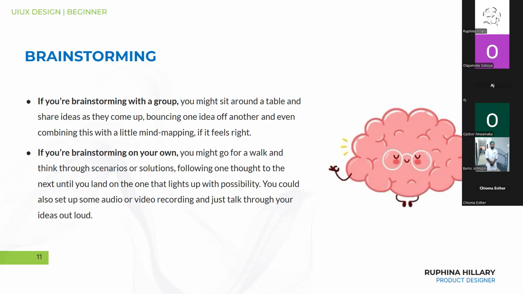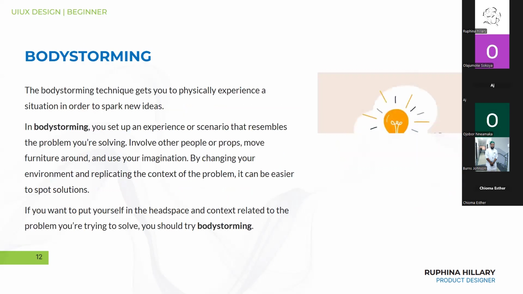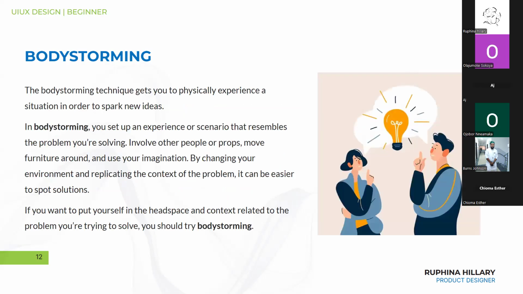So this is a way you can brainstorm on your own. Brainstorming is the very first technique that we're discussing today. And that technique is body storming. Body storming is derived from brainstorming, but instead of verbally saying it out or writing it down, you do it, like the word implies, body storming.